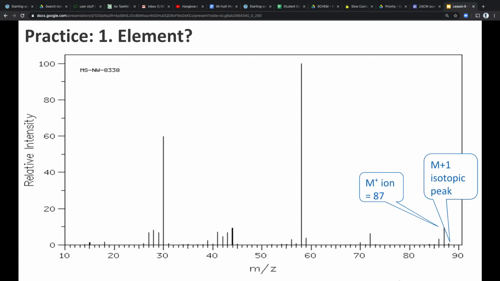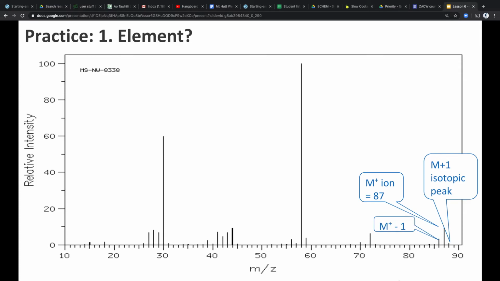What was the thing for looking for nitrogen? There were rules. You'll have even numbered fragments. Well, we do have that. 30. We do. 42, 44. So maybe it's not a loss of a hydrogen from an OH group. Maybe we're just losing random hydrogens.